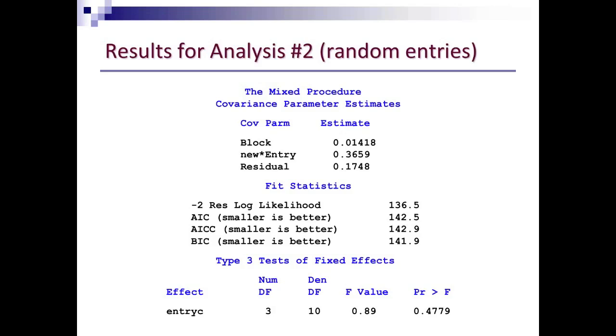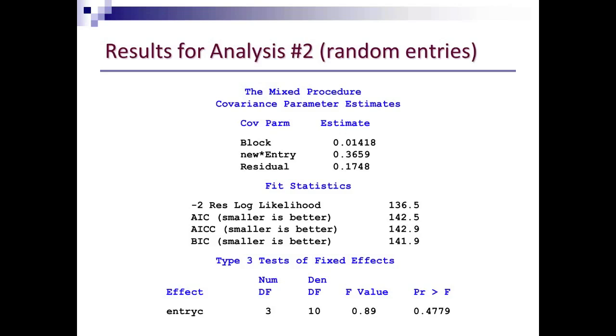So here's the results for the second analysis there. You see we have the estimates of our variance components up at the top for blocks, the new entries, and then the residuals, and that there is a reasonable variance among our new entries. Again, we have then the fit statistics, which we could use if we wanted to compare one model against another.